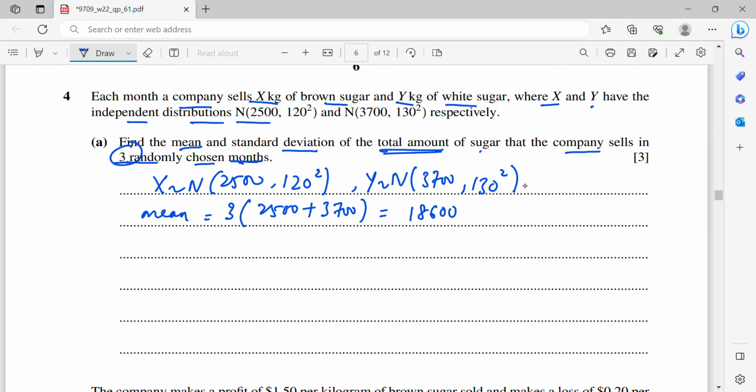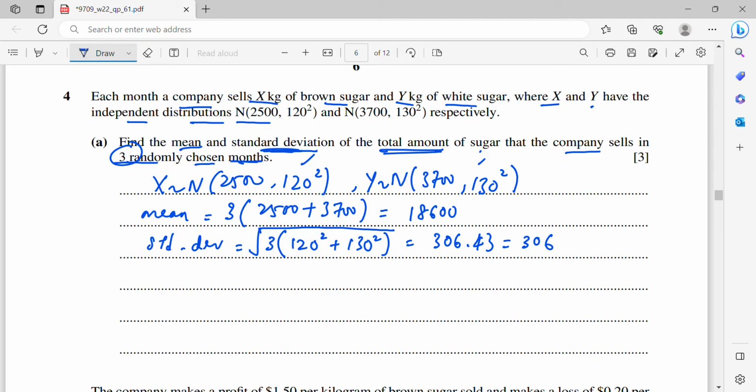Then now the variance, oh no, not variance, standard deviation. So standard deviation, it will be square root of the variance. So the variance will be 3 of total of the variance. Total of the variances. Right? Then here you calculate, it will be 306.43, and now you leave your answer equal to 3 significant figures, it will be 306. So this is how we solve for A.